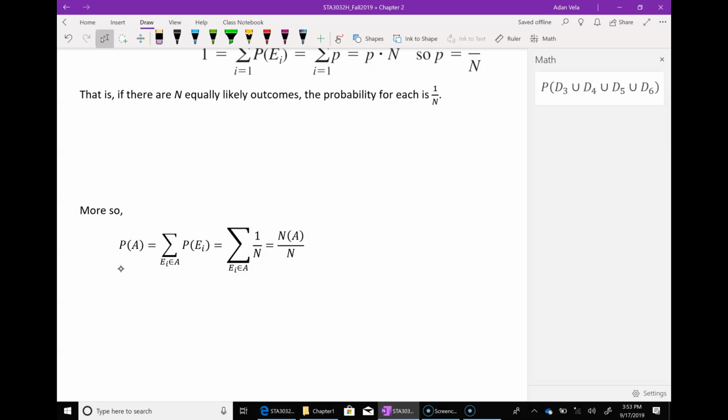Because what ends up happening is each individual simple event, so if E_i is a simple event, the probability of it occurring is just 1 over n, where n is the total number of outcomes you can have. And so if we just want to calculate the probability of something complex, we're just adding the number of events that we have and multiplying it times 1 over n.